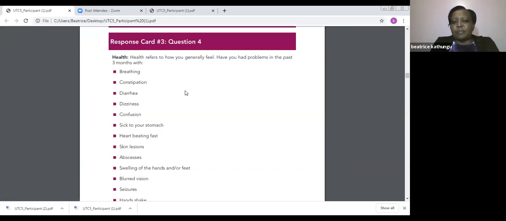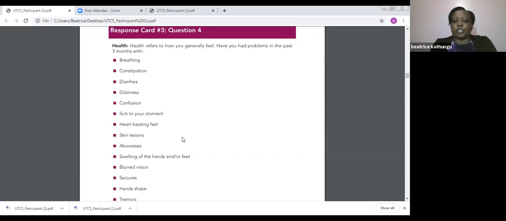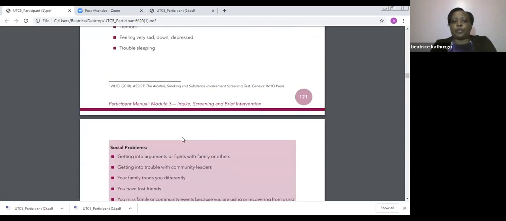But when you show them this response card and they look at this list, they might discover, yes, there's a time I used a substance and I was confused. In fact, it's my roommate who helped me out. Or I have been having problems of constipation. And so this card helps the client to understand what problems you're going to be asking about.